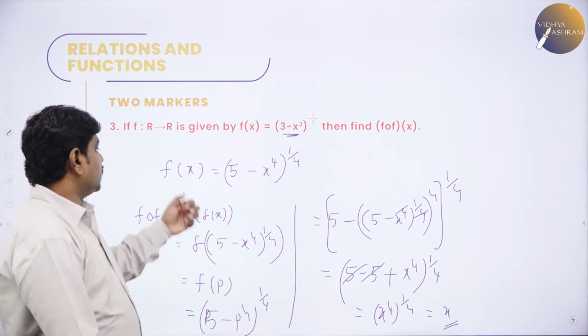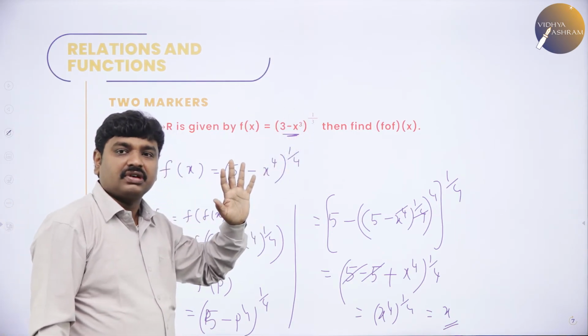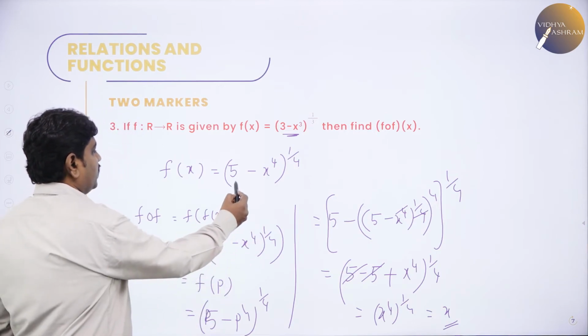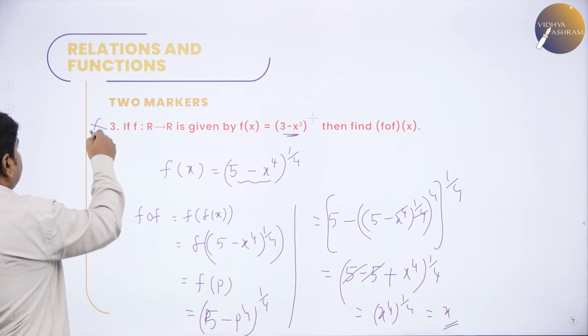What is the logic? If f of x is (k minus x^n) to the power 1 by n, FOF has to be x. You assume this part as p and solve it, it will become simple. One of the most important questions.